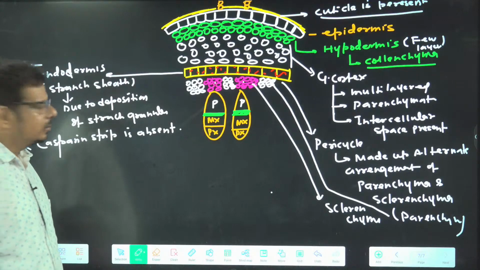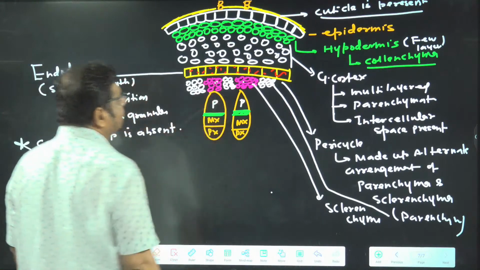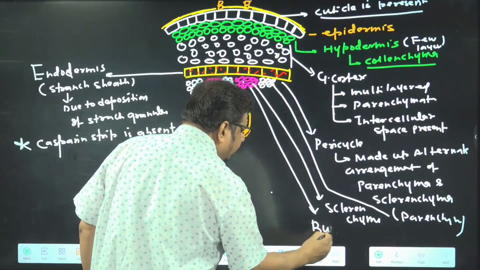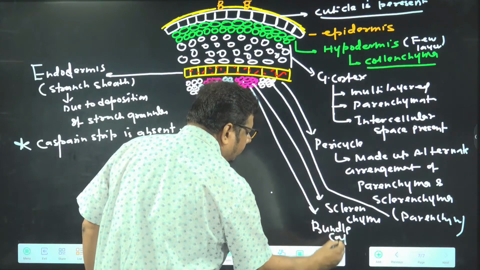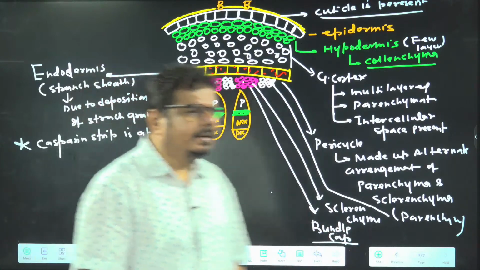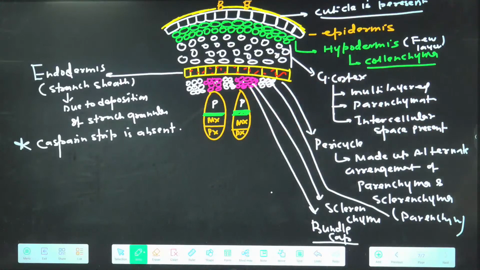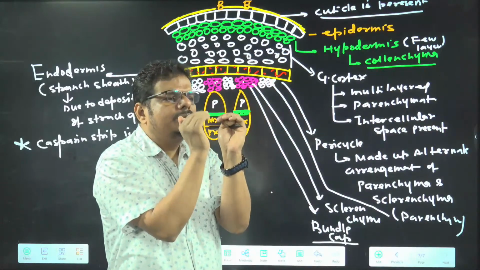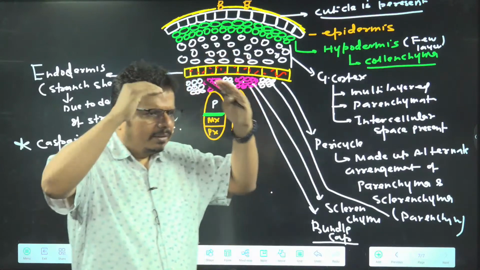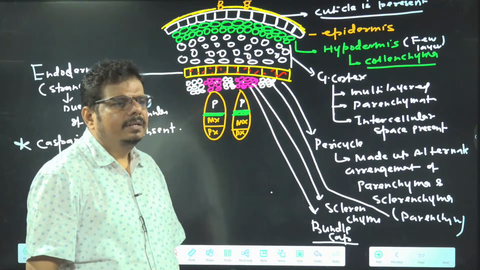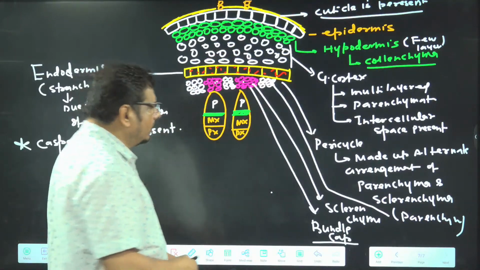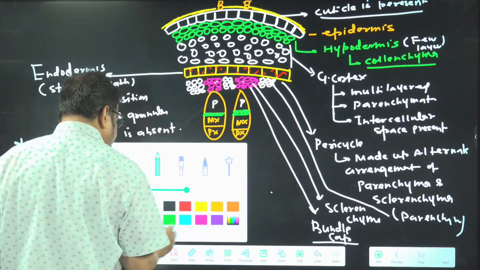Is it clear? So above the phloem, sclerenchyma is there. And this is called bundle cap. You got the meaning of bundle cap? What is bundle cap? A sclerenchymatous band above the vascular tissue, above the phloem, a cover of pericycle. A sclerenchyma above phloem is called, of course, bundle cap. Clear or not?